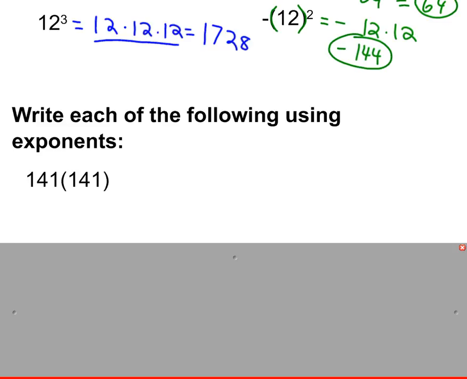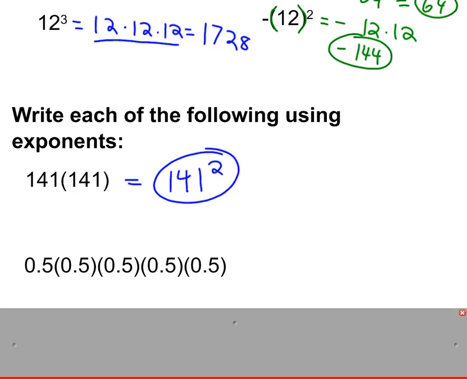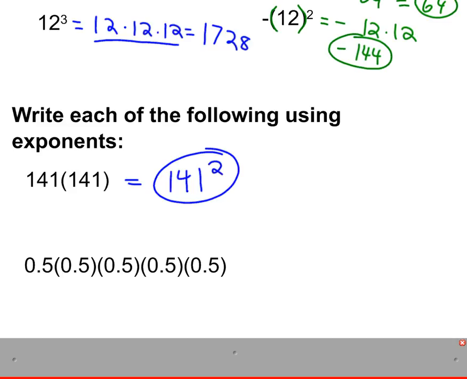We can write that as an exponent because it's 144 multiplied by itself. It's multiplied by itself 2 times, so it's an exponent of 2. 144 squared, or raised to the second power, would be the same as 144 times 144. Next one, we have 0.5 times 0.5 times 0.5 times 0.5 times 0.5.